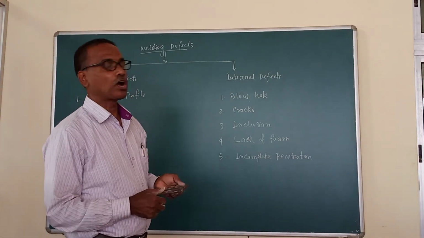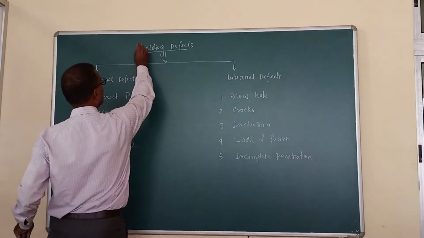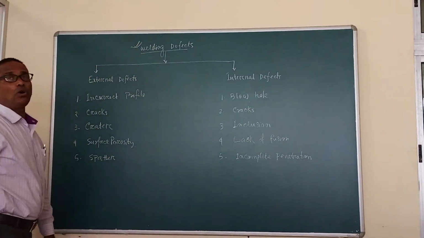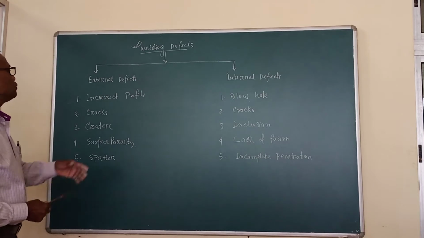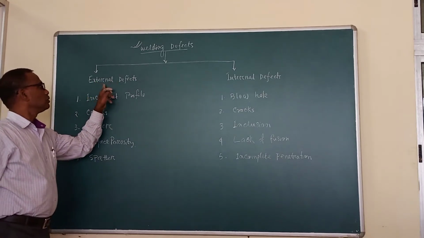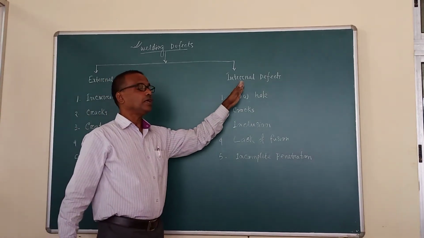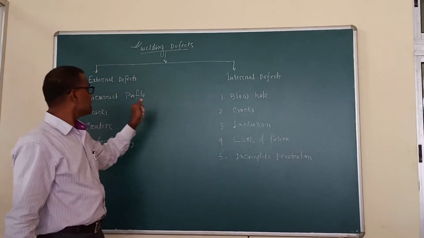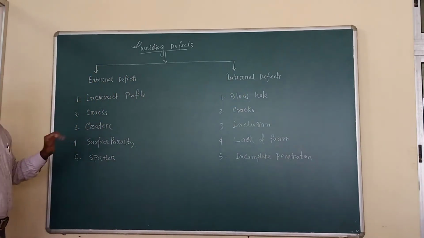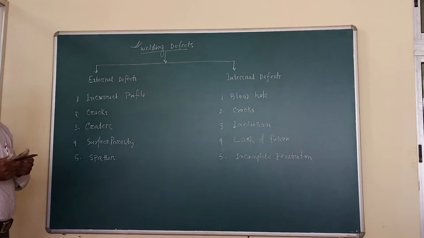Some defects may occur. So this is called welding defect. What are the different types of defects? There are two types of defects: external defect and internal defect. So externally, what are the defects we can observe by observing the welding bead?